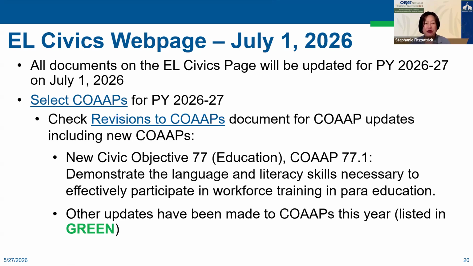To mention a few new updates, we have a new Civic Objective 77 for education. This is specific for paraeducators. CO-Ap 77.1 is to demonstrate the language and literacy skills necessary to effectively participate in workforce training in paraeducation. This is a brand new one that we found there was a need for. So that's our new one. Please consider using it if you have a paraeducator training program at your agency. Other updates that have been made to CO-Aps this year will be listed in green on this revisions to CO-Ap document.